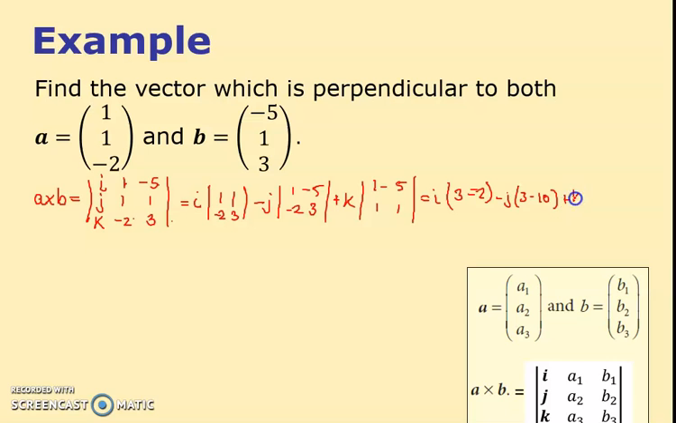And then I've got a plus of k, and it's 1 minus a minus 5. So again, there's a vector that's 3, that's 5, I would have said, in my i direction. 3 minus 10 is minus 7, but it's minus, so we've got a plus again. And 1 minus a minus 5 is 6. It's a positive 6.